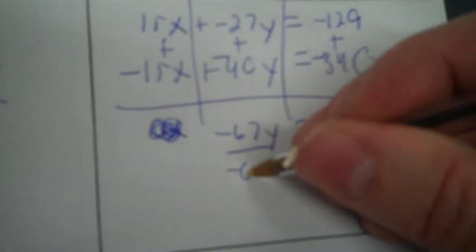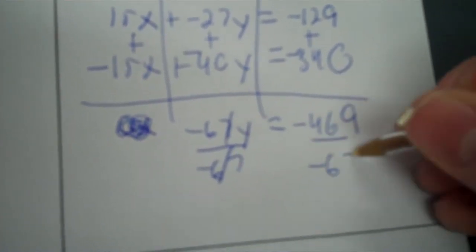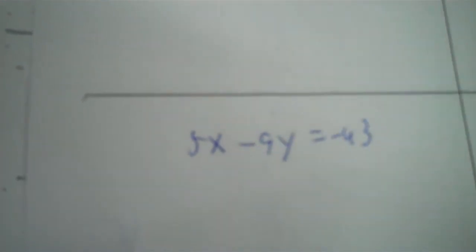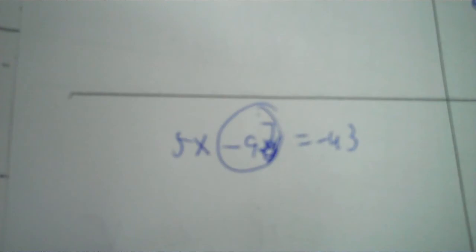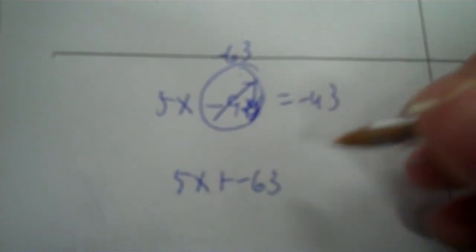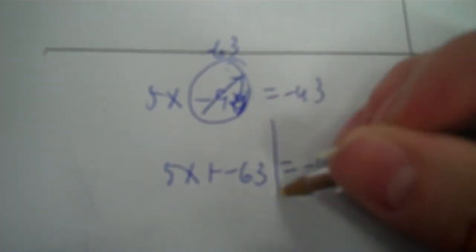Then I just divide each side by negative 67, and I have my answer for y. I got 7. Okay, so y is 7. Now go back to your very first equation, and you got 5x minus 9y equals negative 43. So you have to put 7 in place of the y. So this is negative 9 times 7. That's negative 63. You're multiplying it. So 5x plus negative 63 equals negative 43.